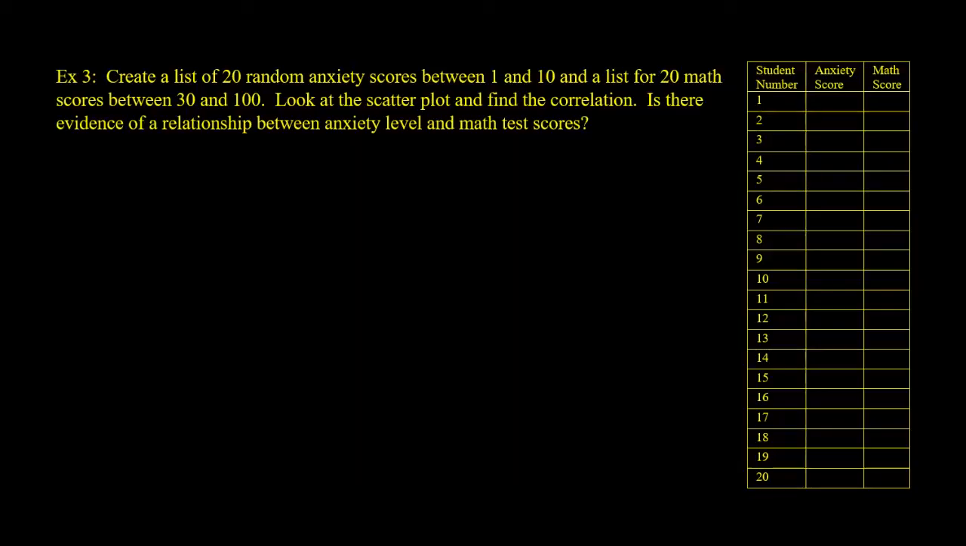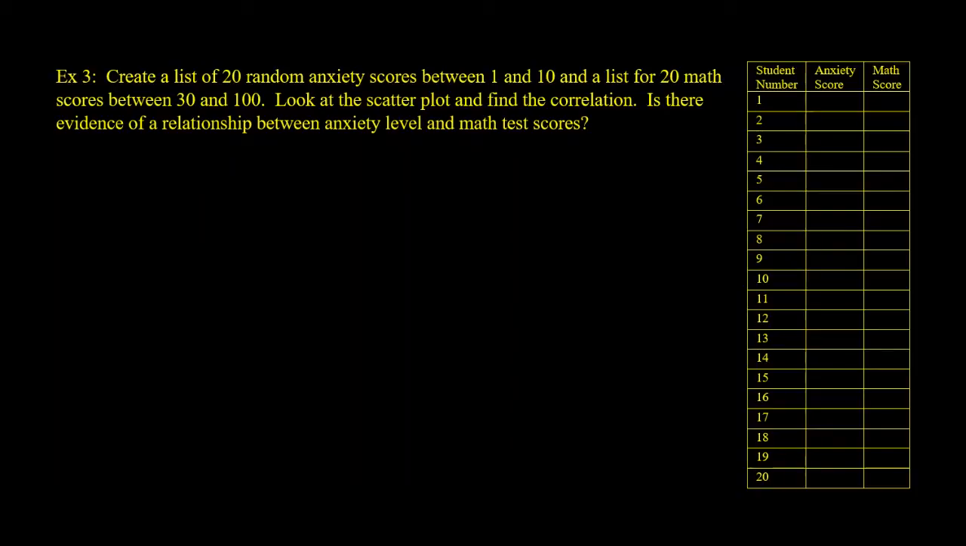Chapter 26, Example 3. Create a list of 20 anxiety scores between 1 and 10, and a list for 20 math scores between 30 and 100. Look at the scatter plot and find the correlation. Is there evidence of a relationship between anxiety level and math test scores?